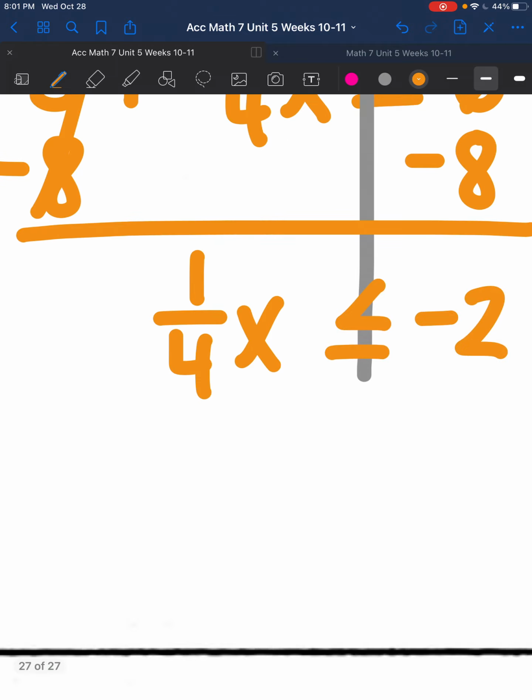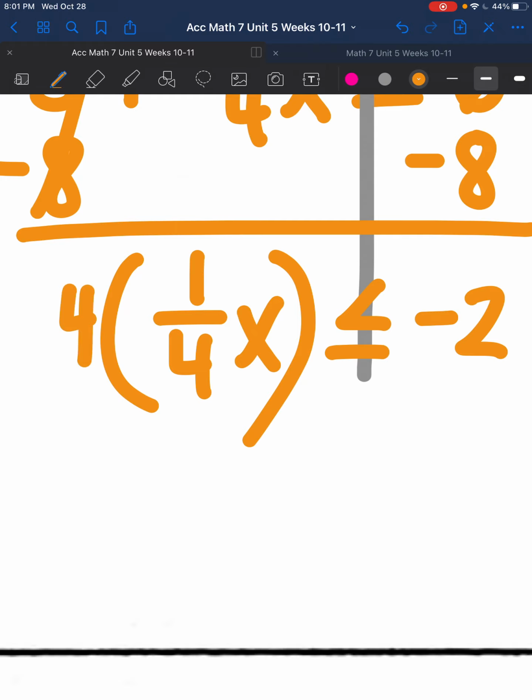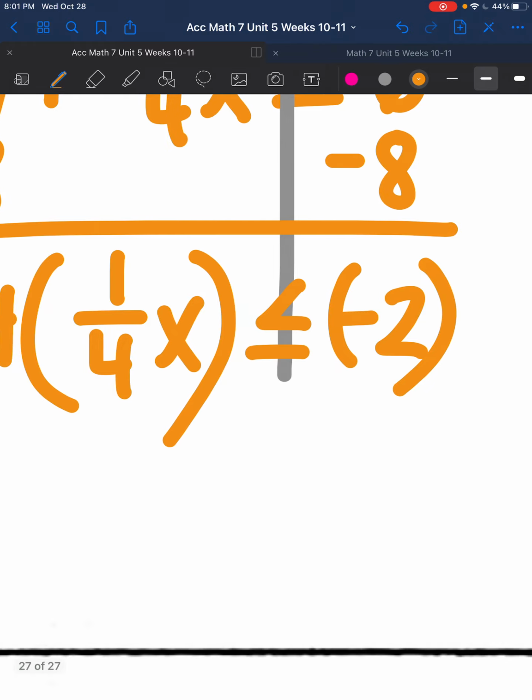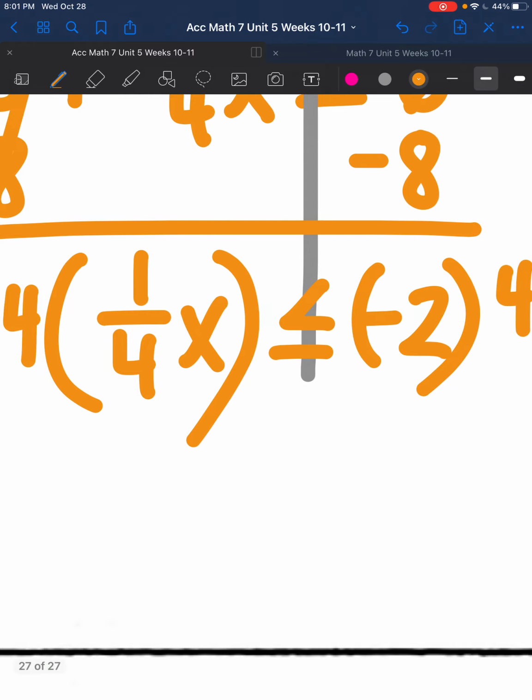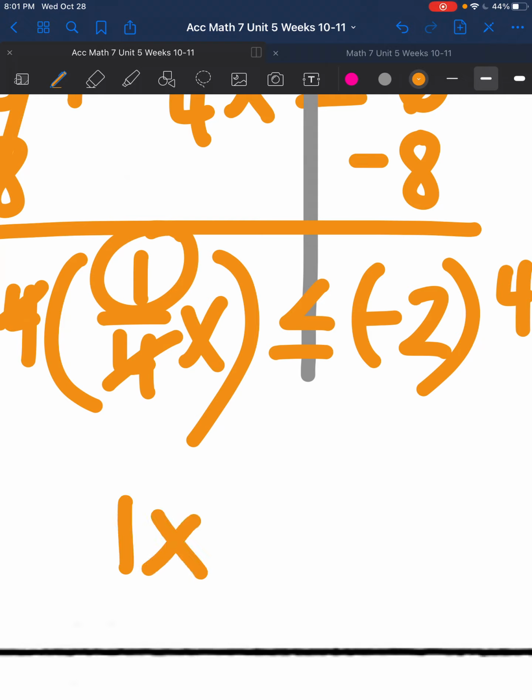Now to get that x by itself, I need to clear that fraction. And because 4 is the denominator, I'm going to multiply by 4, and I have to do that on both sides of my inequality. So when I do that, my 4's cancel out, and that leaves me with what's on top, 1, and my variable x. But my question is, do I really need that 1 right there? Hopefully you understand by now that the answer is no. I don't need that 1, so I'm just going to leave this as x.